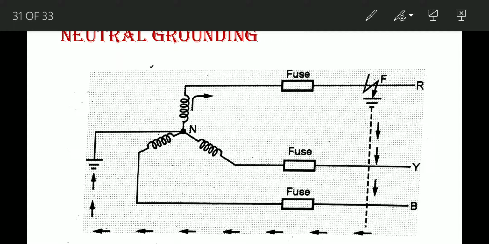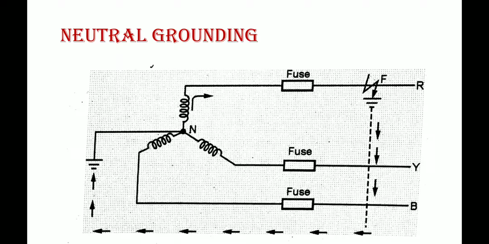Neutral grounding. So what is the definition of neutral grounding? It is the process of connecting the neutral point of a 3-phase system to the earth. How is it connected to the earth? Either directly or through some circuit elements. Which circuit elements? Either resistance or reactance. So this is called neutral grounding. Okay. Next, neutral grounding provides protection. For what?